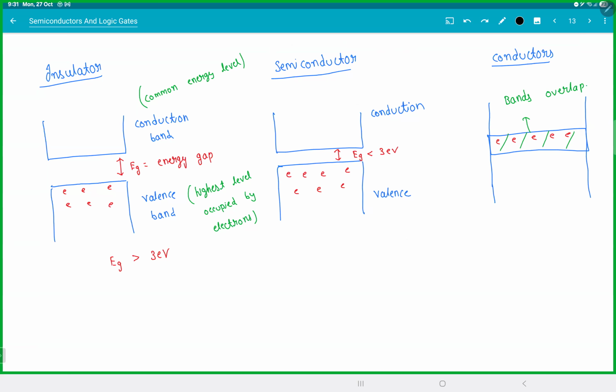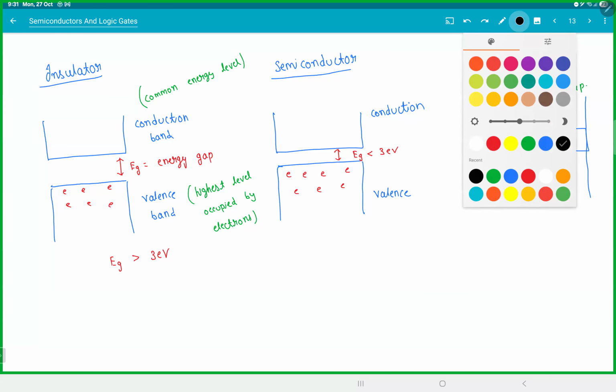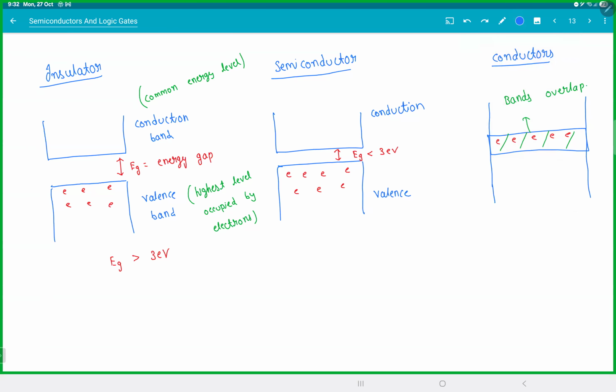Clear with this? There. So all the story that I told you is to establish a fact why we need semiconductors. Why can't we make chips with conductors or insulators? And how do you even define a semiconductor? So semiconductor is simply defined as any material whose energy difference between conduction band and valence band is less than 3 eV. Clear with this?